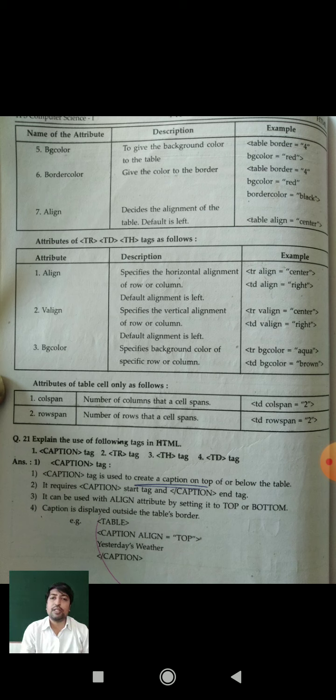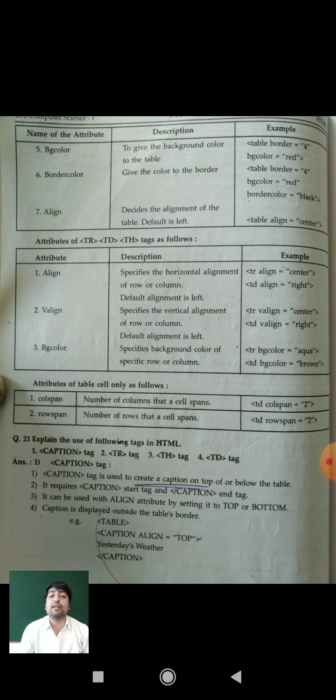So the first attribute we have to discuss today is bgcolor. Up to yesterday, we had discussed cellpadding and cellspacing. Today we will discuss the attributes after that. So we will discuss the bgcolor attribute. To give a background color in the table, bgcolor means background color.